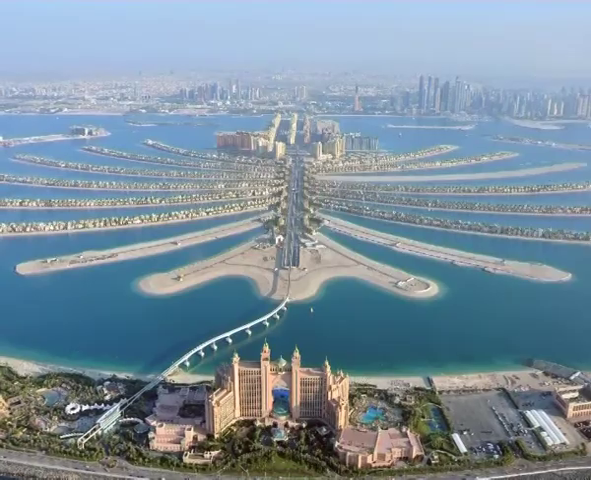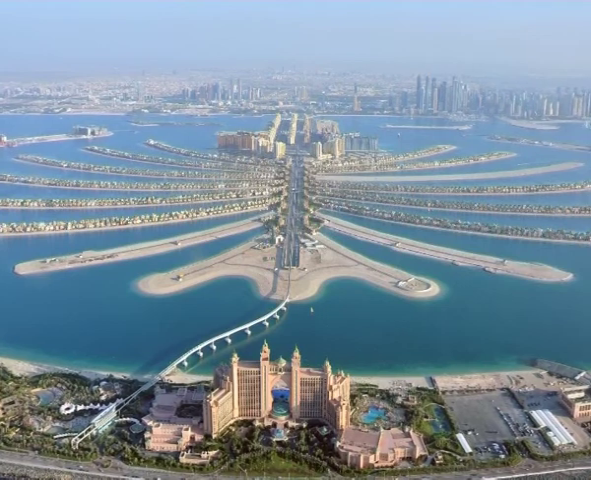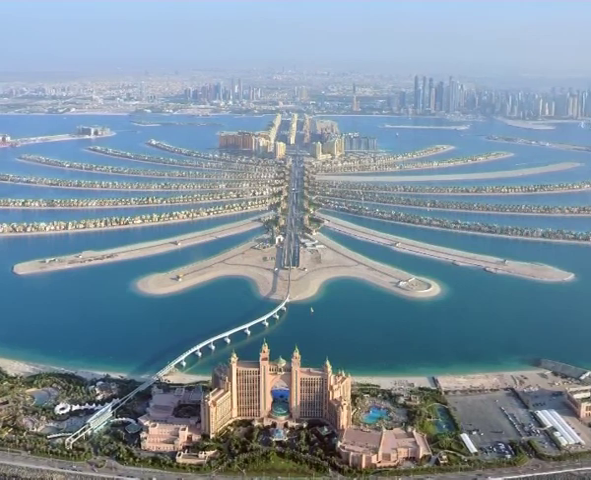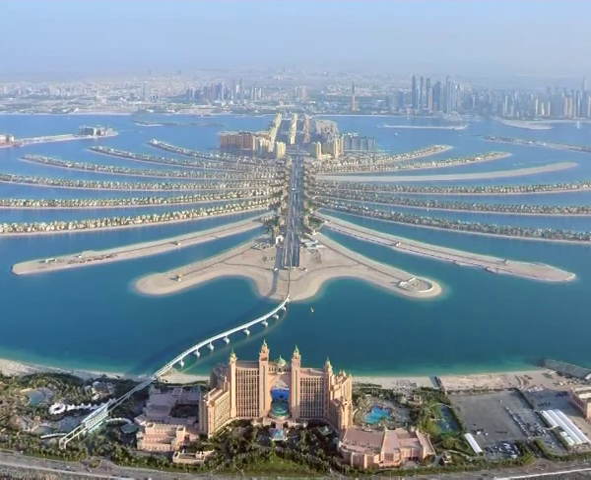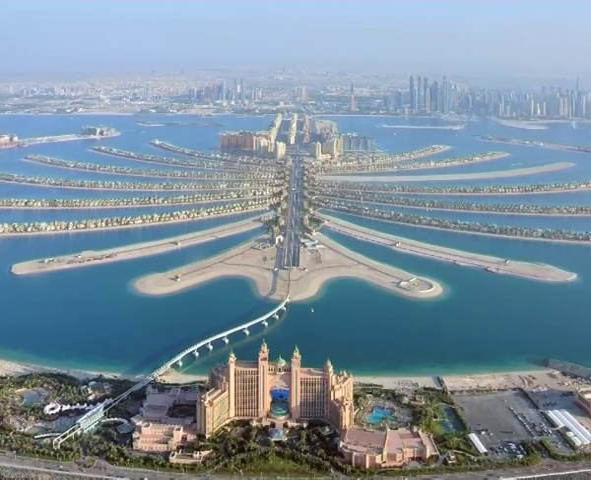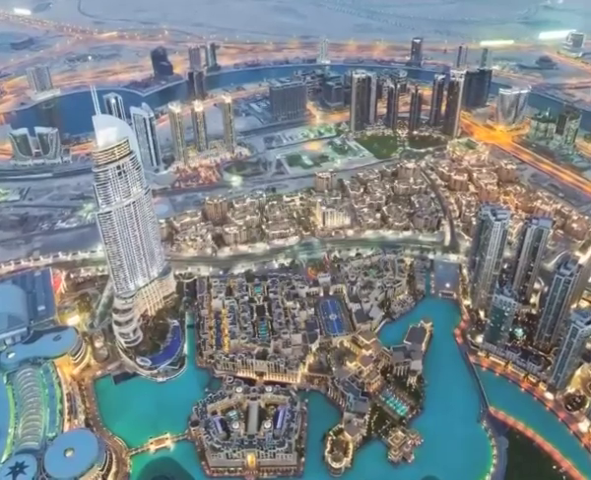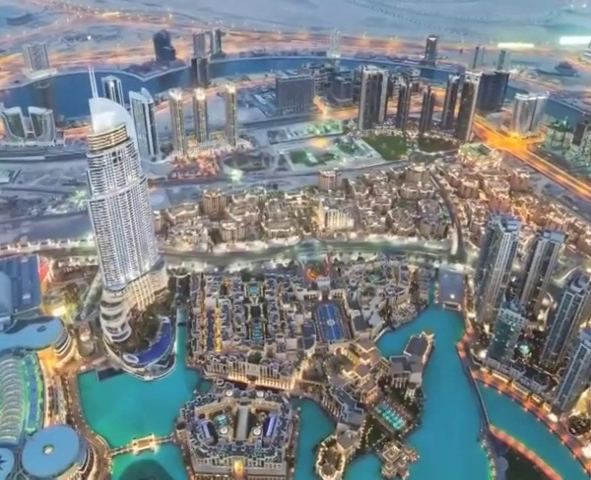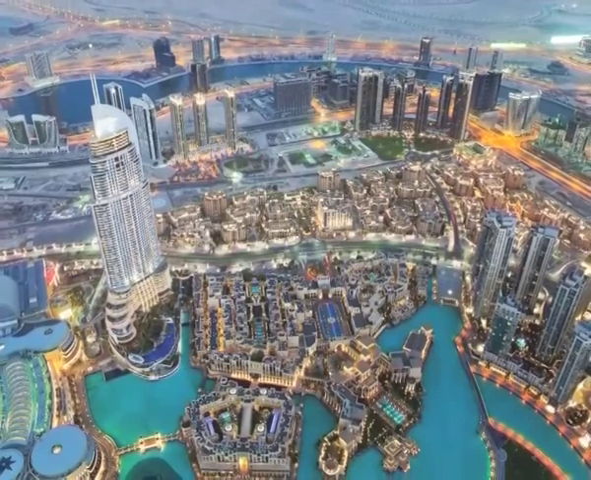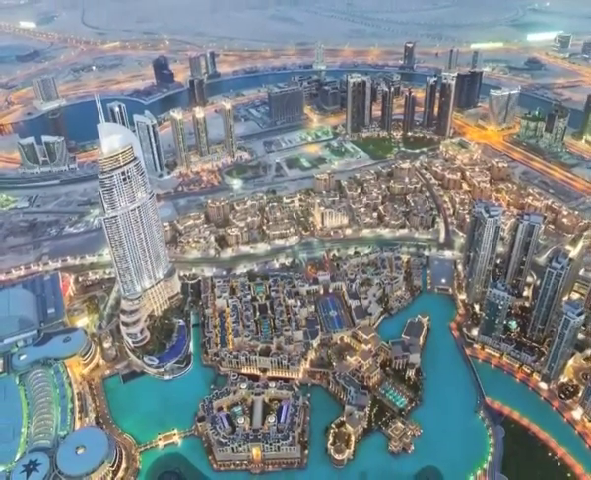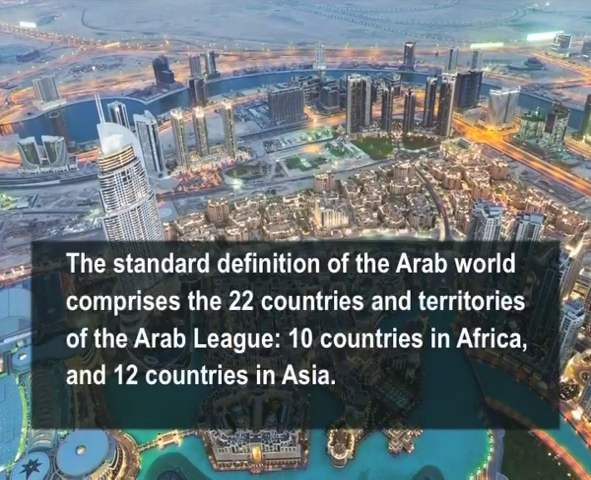Introduction to tourism in Gulf countries. Tourism in the Arab world encompasses a wide array of activities and tourist attractions in an area spanning more than 13 million square kilometers. The Arab world mainly consists of the Arab-speaking countries and populations in North Africa and Western Asia. The standard definition of the Arab world comprises the 22 countries and territories of the Arab League, 10 countries in Africa and 12 countries in Asia.